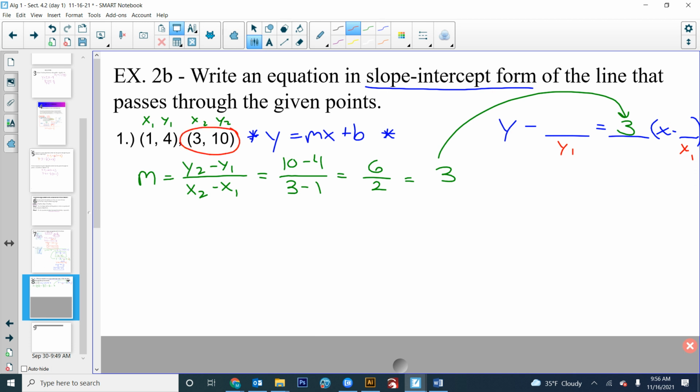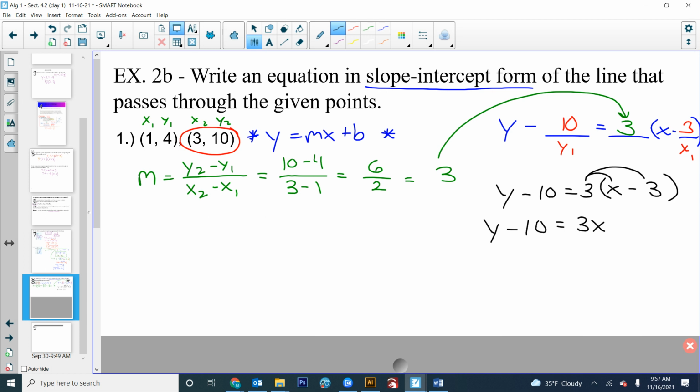3, 10. Here we go. What goes in for y1, Liv? 10. And what goes in for x1? 3. Good. So we have y minus 10 equals 3 times x minus 3. We're going to put it in slope-intercept form because it told us to. Liv, help me out here. What's 3 times x? 3x. What's 3 times negative 3? What's 3 times 3? 9. So what's 3 times negative 3? Negative 9. And last step to get y by itself, we're going to add 10 to both sides.